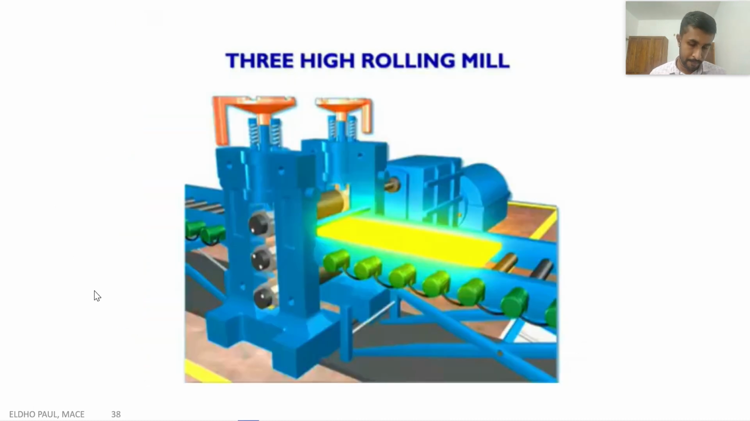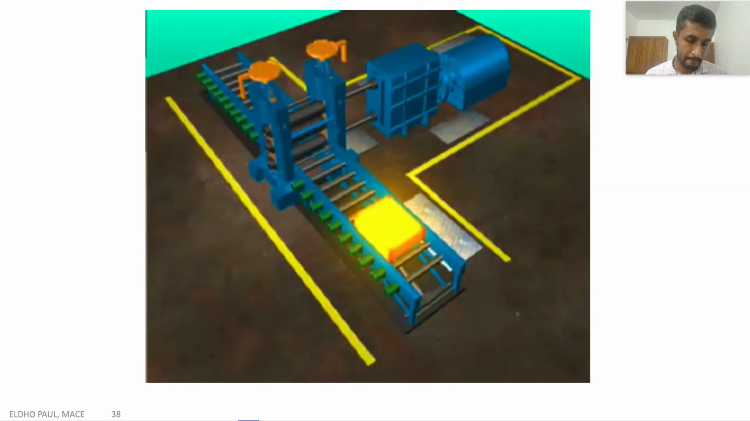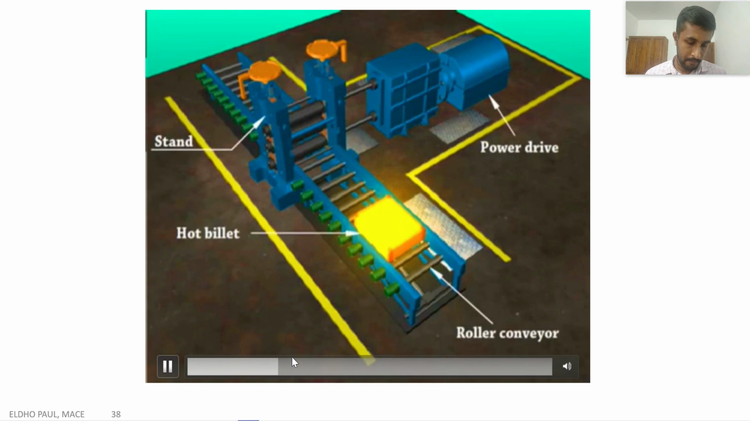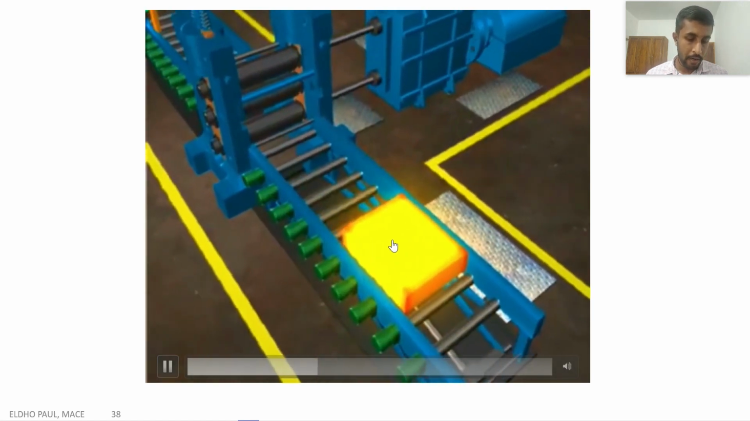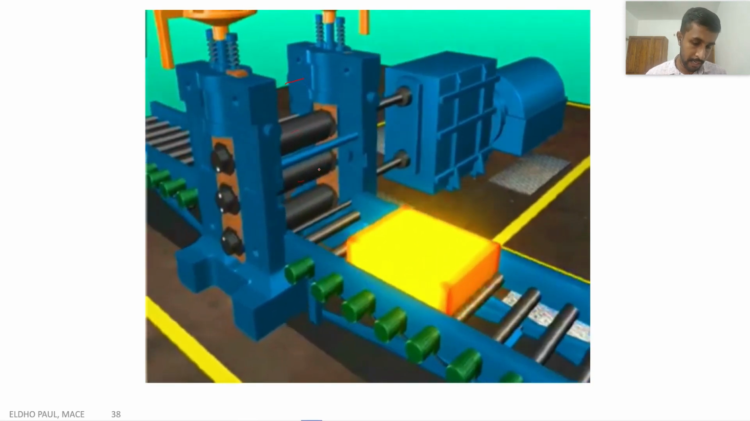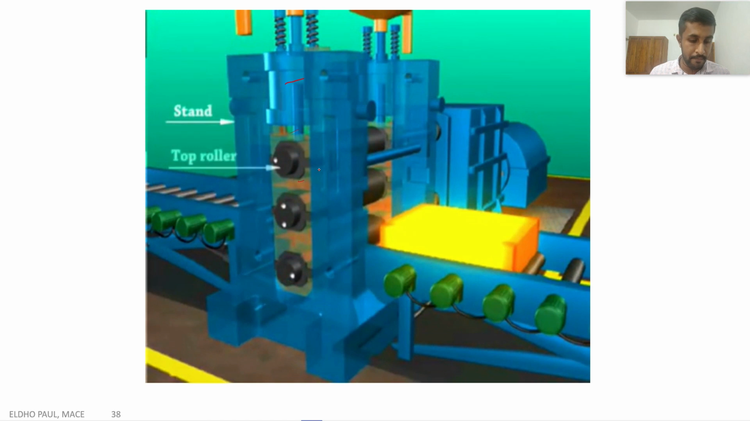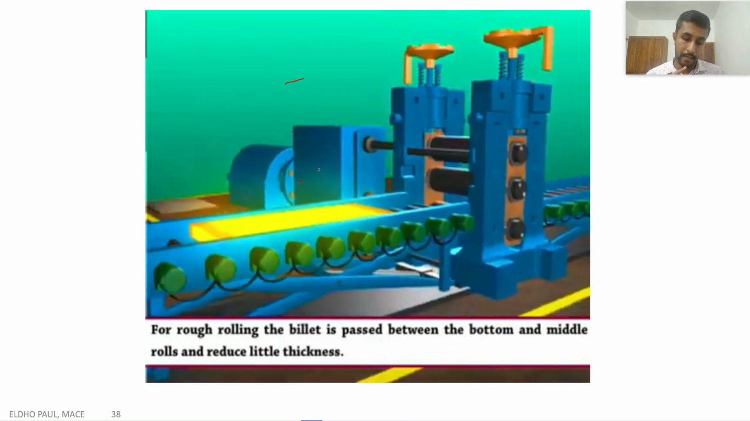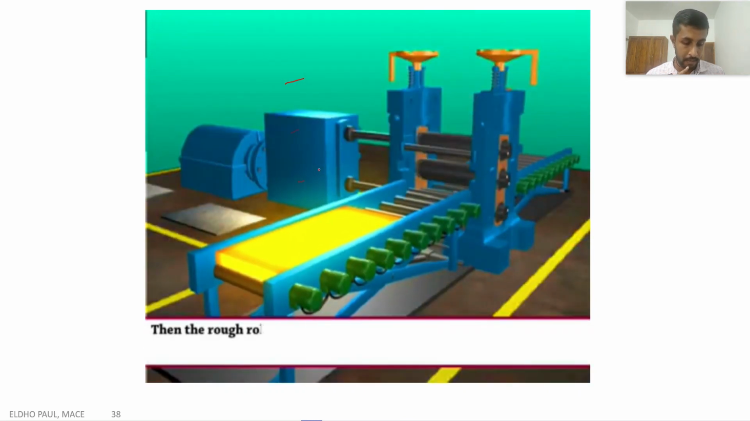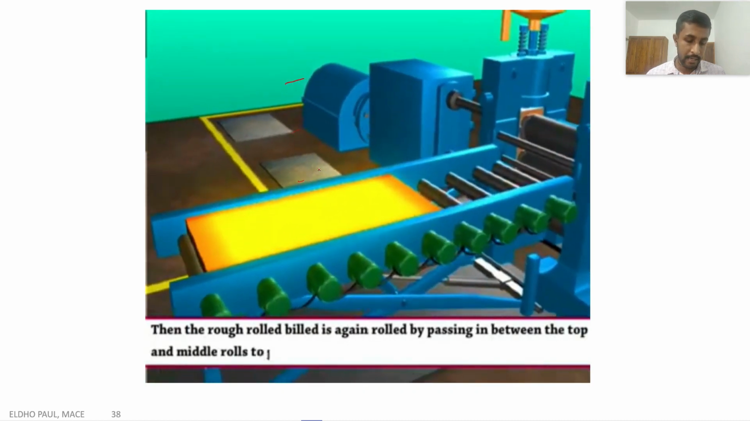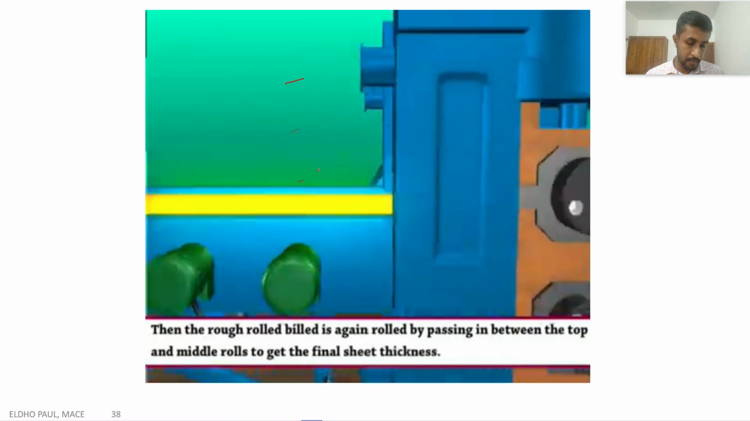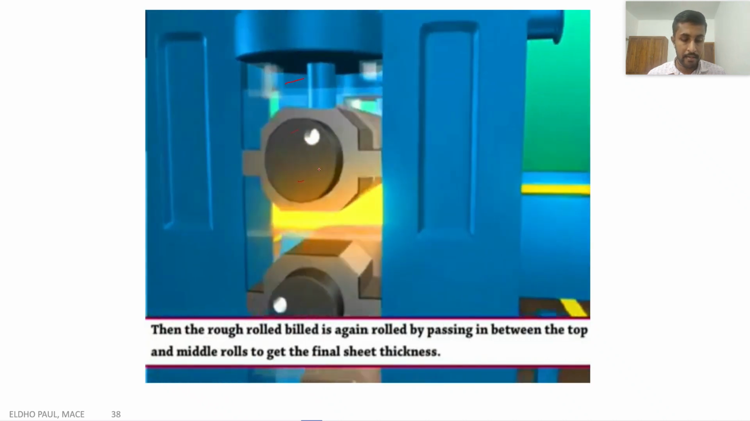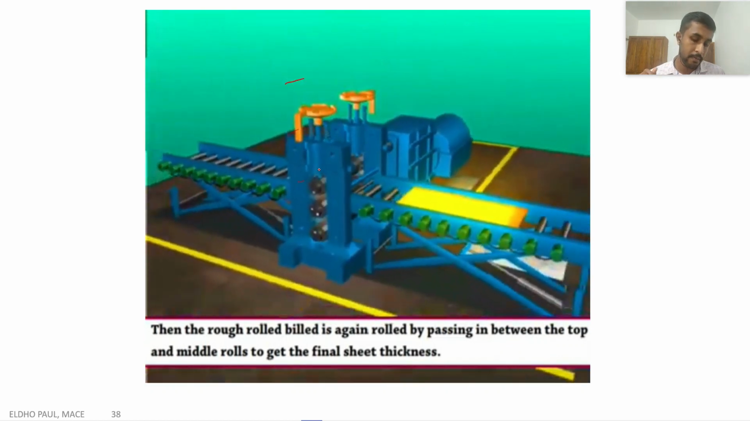Let us see a 3D model of a three high rolling mill. Here we can see a hot billet. This is a three roll mill: one, two, three. Initially it passes through the stand, between the top and middle rollers, and the bottom and middle rollers. For rough rolling, the billet is passed between the bottom and middle rolls and the thickness is reduced. Then the rough rolled billet is rolled again, with the conveyor elevated, passing between the top and middle rolls to get the final sheet thickness, for further reduction.